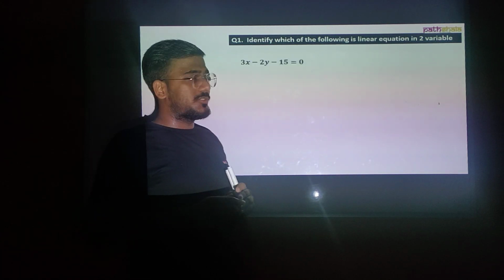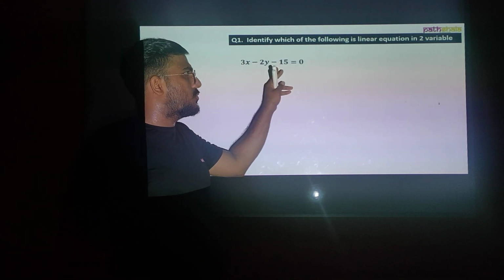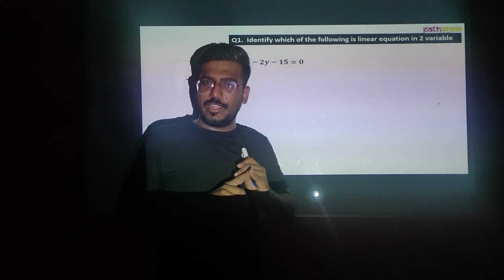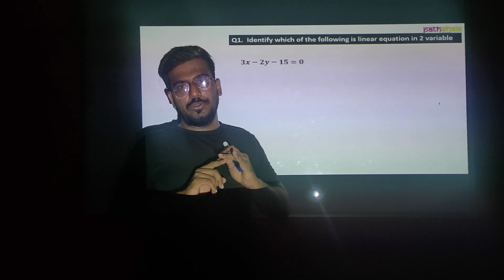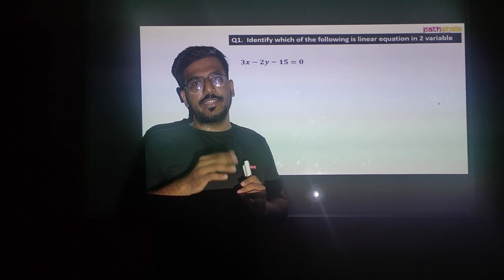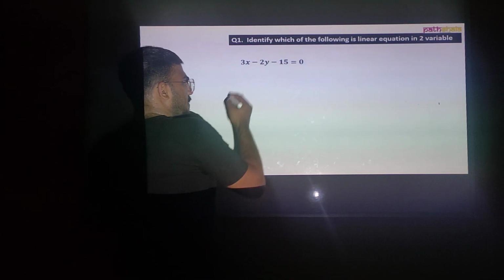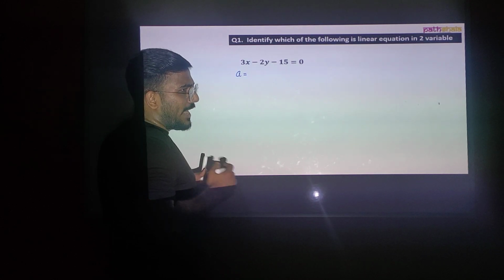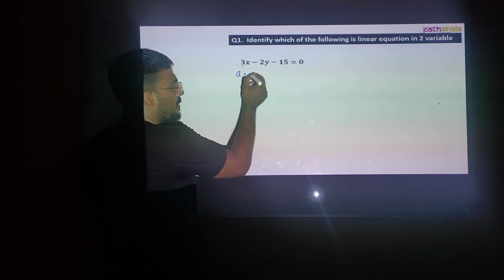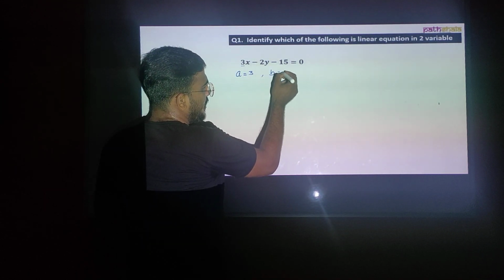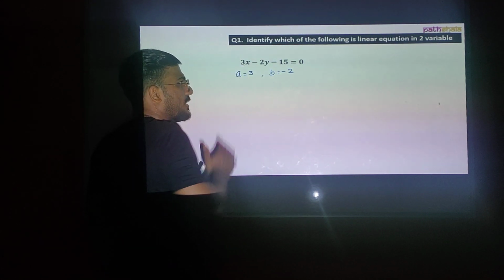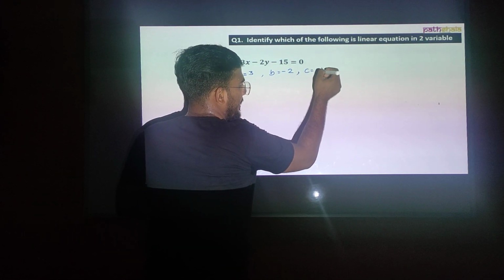Let's see the first sum based on this. The first sum is 3x minus 2y minus 15 equal to 0. So what were the three conditions if you remember? A should not be 0, B should not be 0. Second condition, A, B and C should be real number. Third condition was degree should be 1. Let's start. How do I start? What is the value of A? What actually A is x का जोड़ीदार या x का coefficient. What is x का coefficient in this sum? It is 3. What is B का value? The value of B is minus 2. Speak along with sign. What is sign of 2? It is minus. And what is value of C? In fact, it is minus 15.